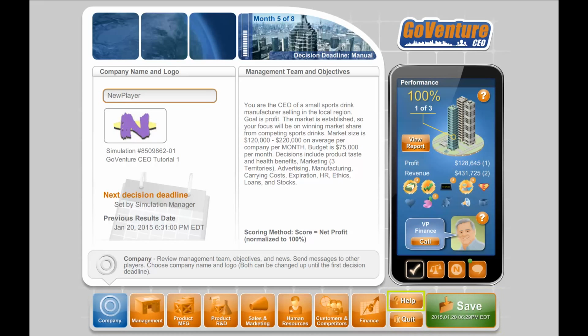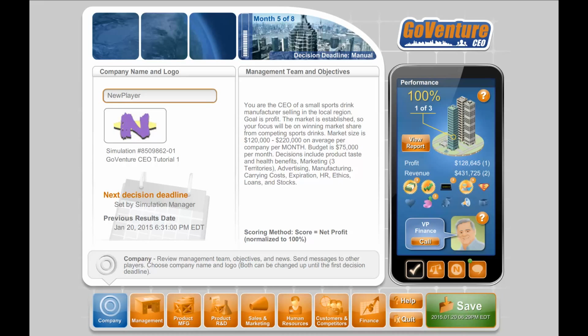Here we can access help, which links to the software user guide and related training videos. You can quit the simulation. And, you can save your business decisions. You must make sure to always save your decisions. You can save as often as you like, but whatever decisions you save last will stick when the decision deadline arrives.